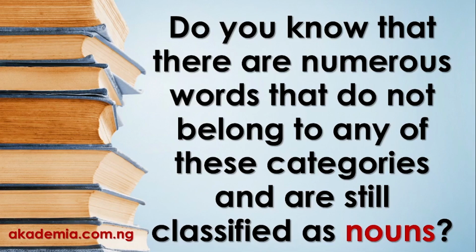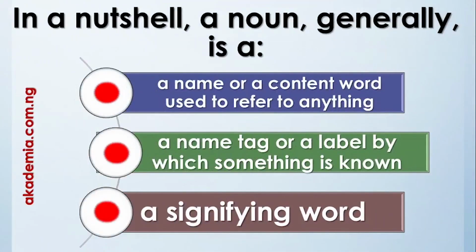So what then is a noun? A noun generally is a name or a content word that is used to refer to anything. A noun is also a name tag or a label by which something is known. In other words, anything that has a name is a noun. Anything that has a tag or a label is a noun. So a noun is a name or a content word that is used to refer to anything. A noun is a name tag or a label by which something is known.